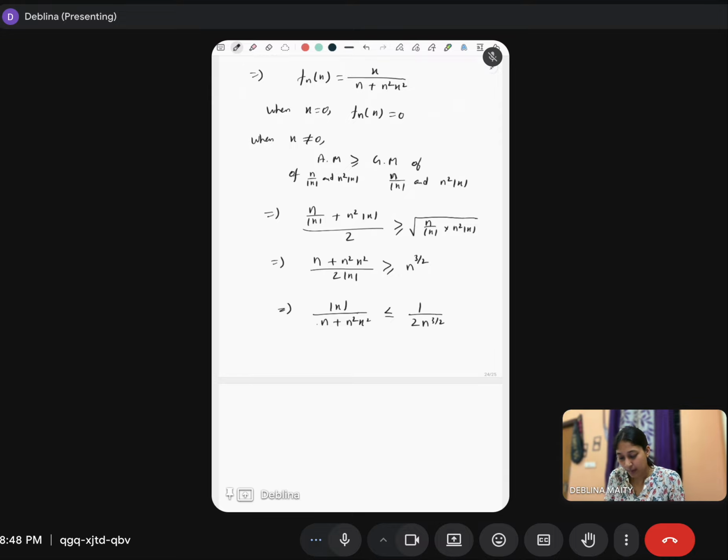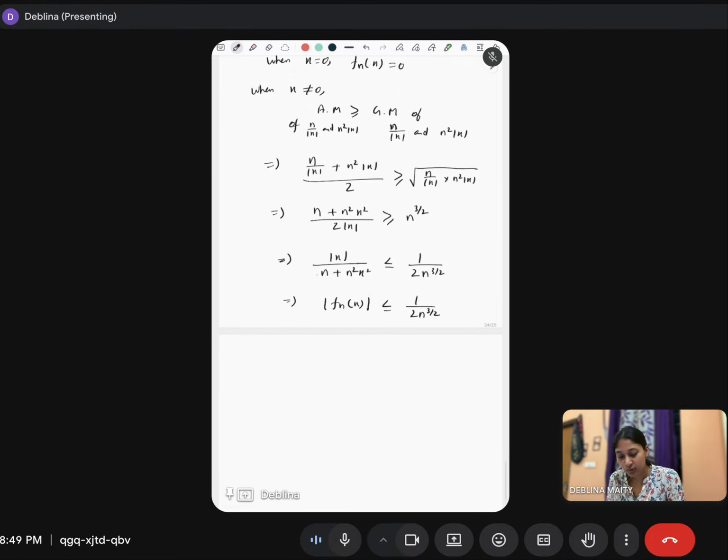Right? And what is this number? So this was our f_n. So this is actually mod of f_n(x). So mod of f_n(x) is less than or equal to 1 by 2 into n to the power 3 by 2. Now we'll take this to be M_n. Right? So M_n is 1 by 2 n to the power 3 by 2.